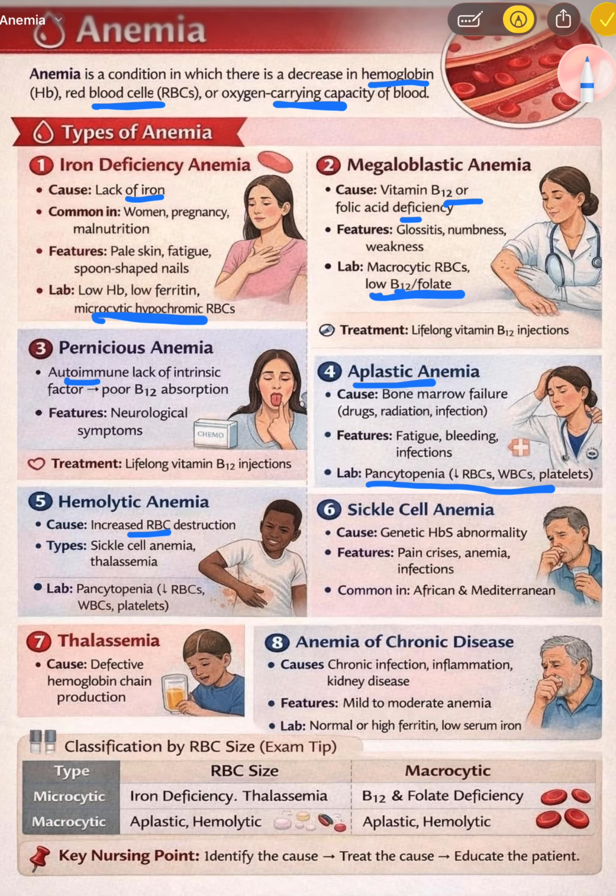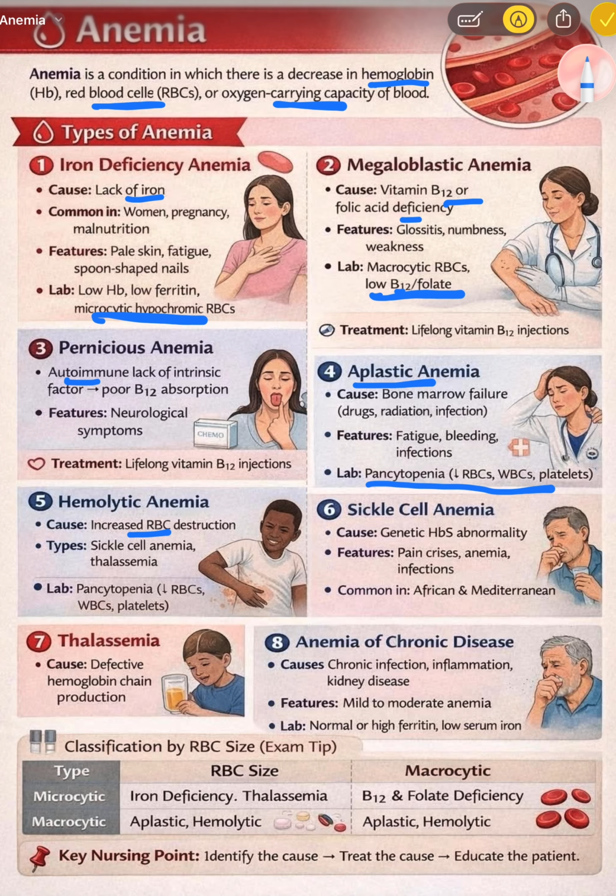Okay, so whenever CBC is done and there is a decrease in all red blood cells, white blood cells, and platelets, there we have the differentials of hemolytic anemia and aplastic anemia. Then we will identify it by whether it is genetic or the patient has a family history of thalassemia, then it may be thalassemia. And if we want to diagnose it as aplastic anemia, then bone marrow biopsy is done.